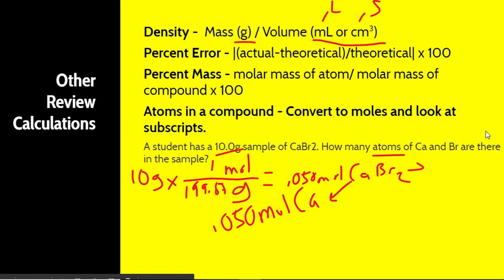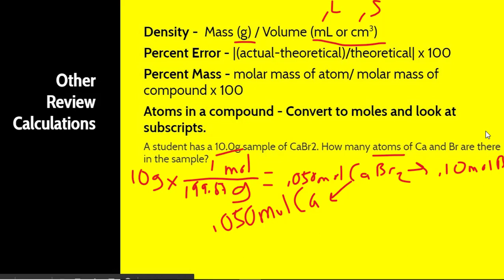For bromine, it's a little bit different because there are 2 atoms for every 1 molecule. So in that instance, we actually have to double the amount of moles that we have. So that's 0.10 moles of bromine. Okay? So just keep in mind that the subscripts really help us determine how many atoms there are in that particular compound.